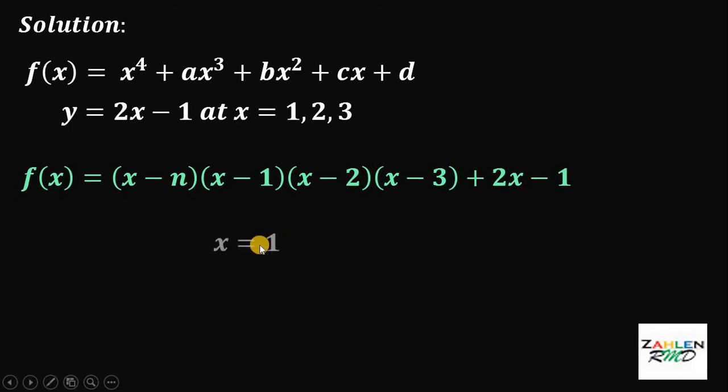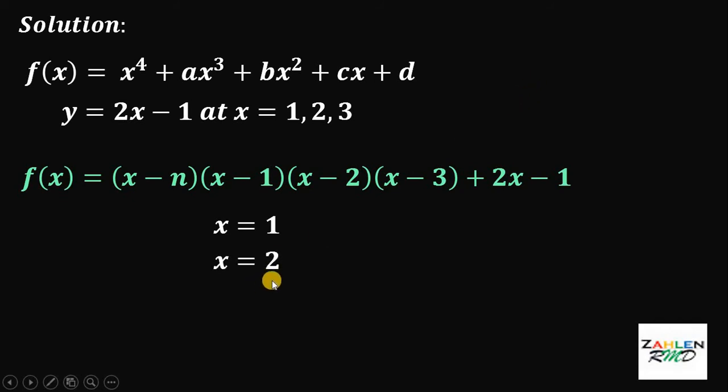Now, notice that if we let x equals 1, this term becomes 0. The reason is, it has a factor of x minus 1. If we let x equals 1, 1 minus 1 is simply 0. And 0 times anything is just 0. And what's left is 2x minus 1. And this is just our equation right here. So therefore, it satisfies the second condition.